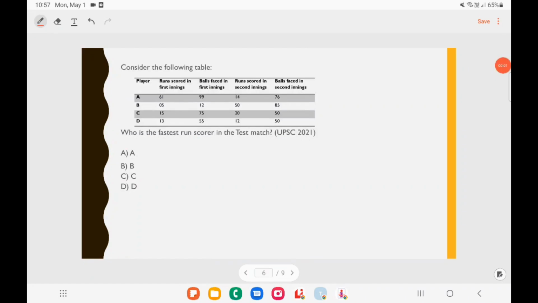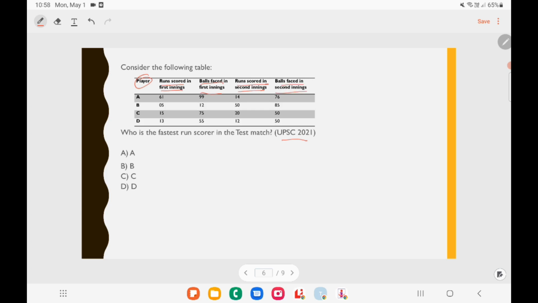So now let us look into a different question. This is again from UPSC 2021. A table is given. In that table, 4 different players are there, and it gives the runs scored by them in the first innings and the second innings, and also the balls faced in the first innings and the second innings.